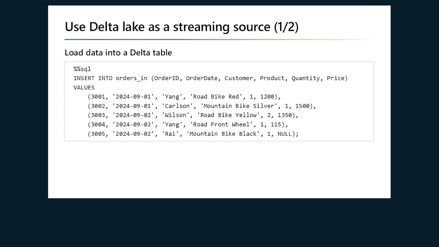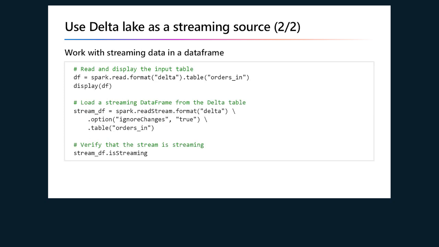To verify, you can read and display data using a data frame or DF from the input orders_in table as shown here. The data is then loaded into a streaming data frame from the orders_in Delta table. The Ignore Changes option is set to true, which tells Spark to ignore changes like updates and deletes in the Delta table. It will only read new data that is appended to the table.